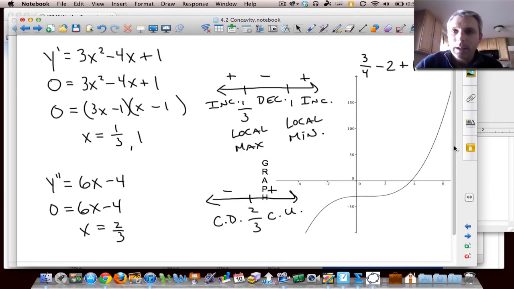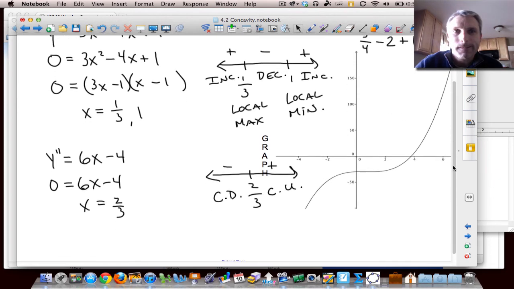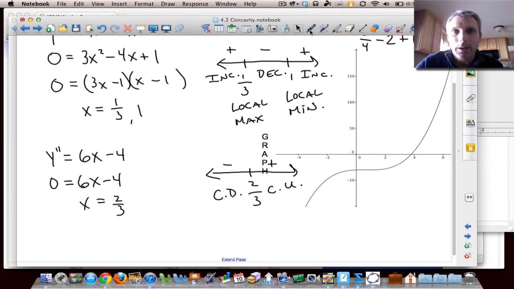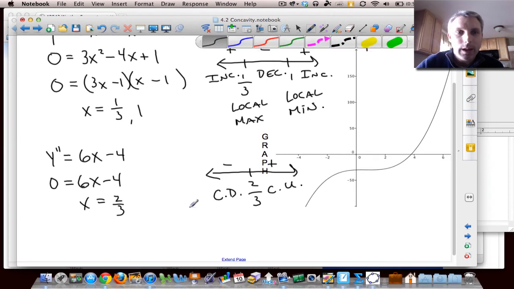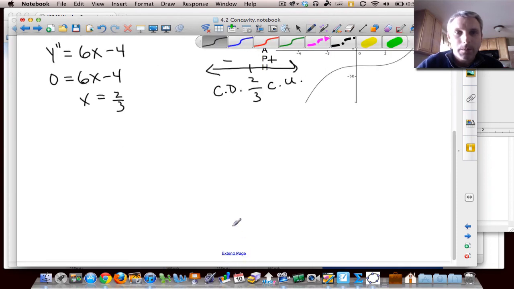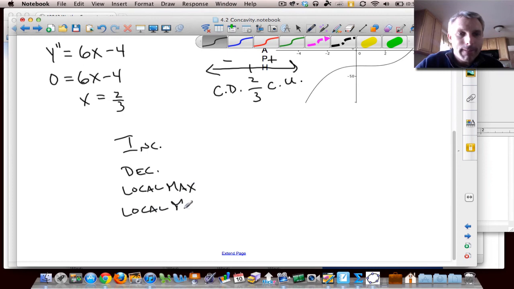So let's build the list. Okay, so I know that I am increasing, decreasing. I know that I have a local max. I know that I have a local min. I'll list them out here in a sec. I know that I'm concave up. I know that I'm concave down. And I know that I have an inflection point.